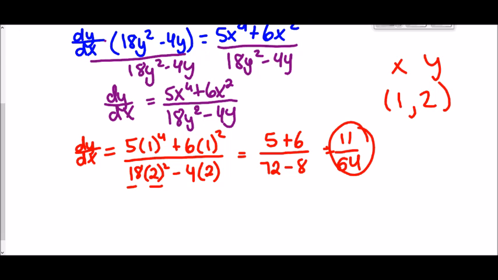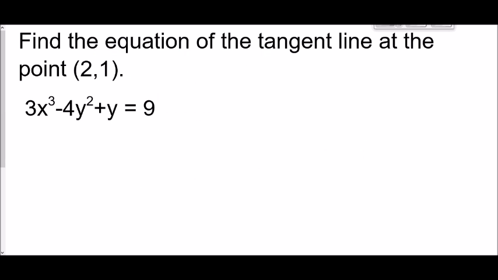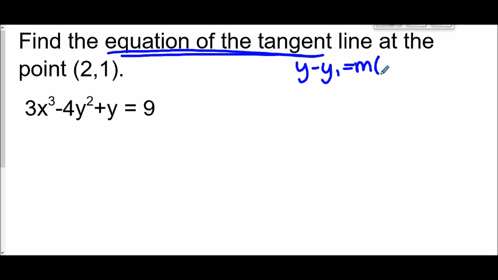Let's look at the next one. The next example says find the equation of the tangent line at the point (2, 1). Okay, be careful when you read instructions. Equation of the tangent line. Equation of the tangent line means we are writing an equation in the end with y minus y1 equals m times x minus x1. So we have to get all of these. They already gave us our x value. They gave us our y value. So really it's m that we're looking for, and m comes from the derivative.